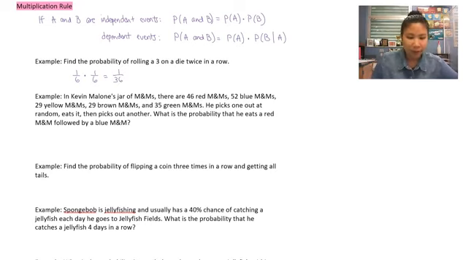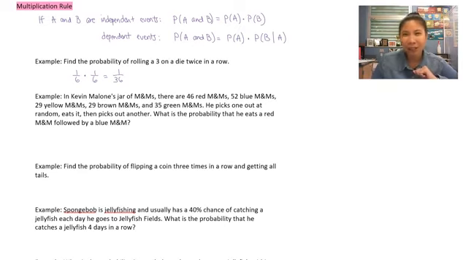Cool. Okay, next example. In Kevin Malone's jar of M&Ms, first of all, if you know what this is in reference to, go ahead and comment down below. There are 46 red M&Ms, 52 blue M&Ms, 29 yellow M&Ms, 29 brown M&Ms, and 35 green M&Ms. He picks one out at random, eats it, then picks out another. What is the probability that he eats a red M&M followed by a blue M&M?